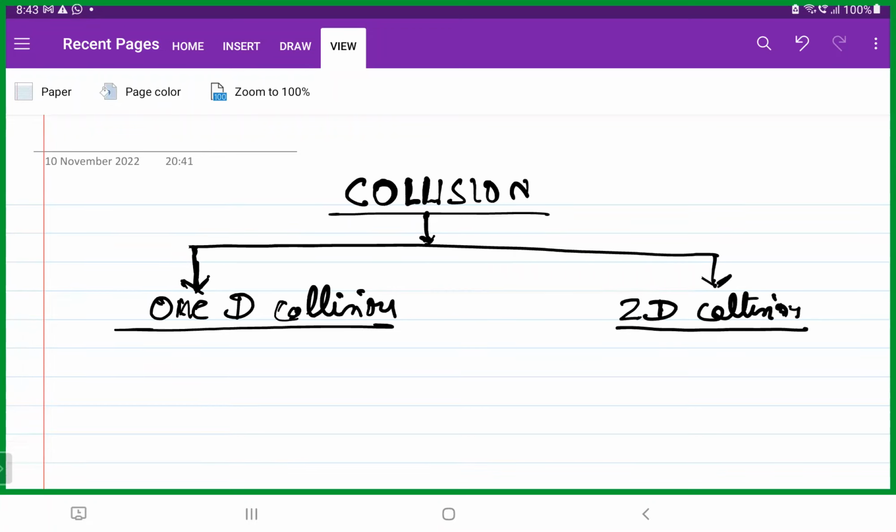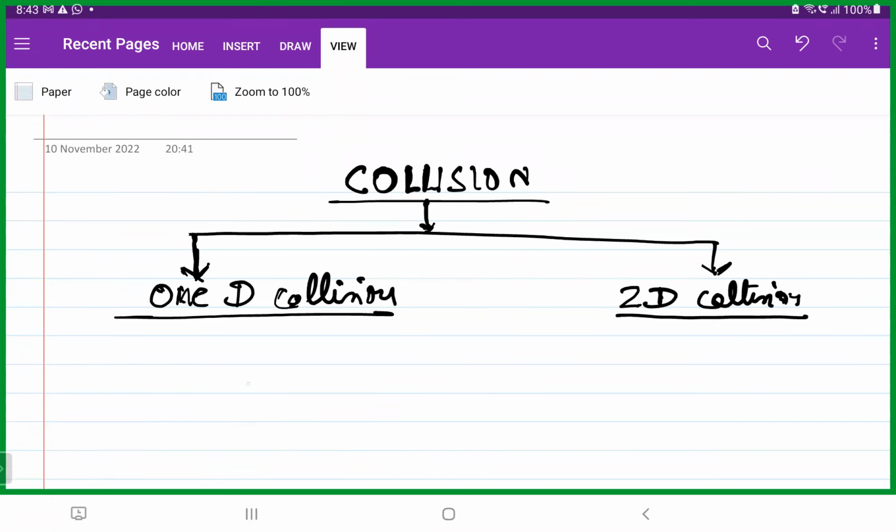Okay, what is one-dimensional collision? If everything is happening in a straight line. Now that straight line can be any straight line, not necessarily the x-axis. See, x, y, z are all straight lines. So suppose object A is there, it collides with B, and it's happening in this straight line. Then it is a 1D collision.